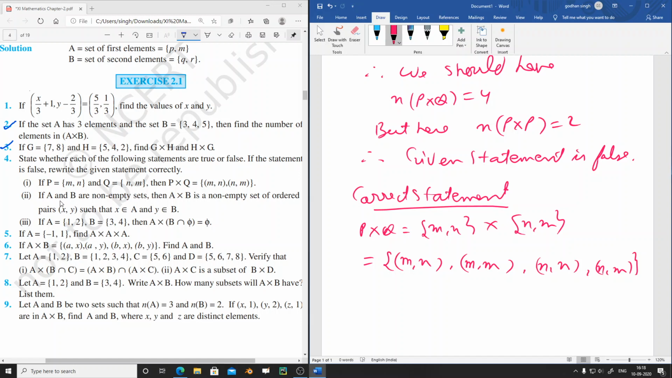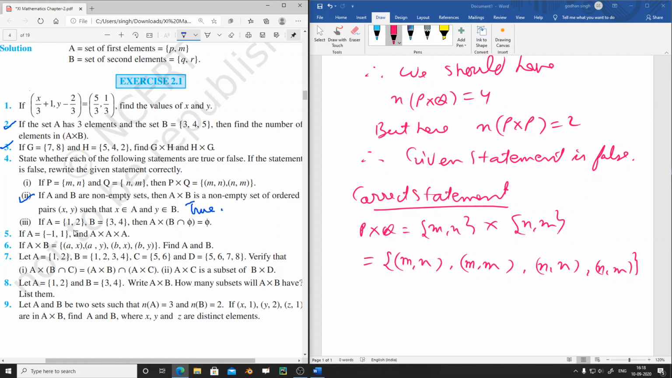Now the second part: if A and B are non-empty sets, then A cross B is a non-empty set of ordered pairs (x, y) such that x belongs to A and y belongs to B. This is nothing but the definition of the Cartesian product. So this statement is correct. This is a true statement.